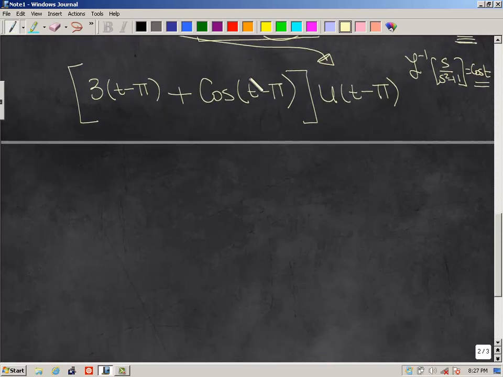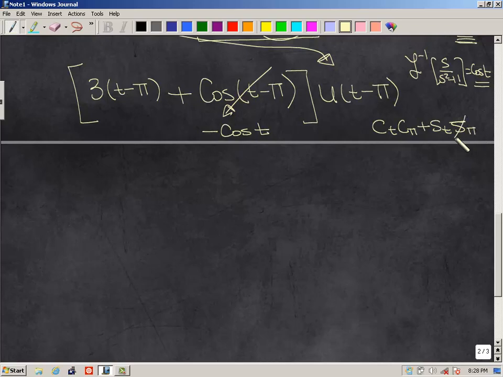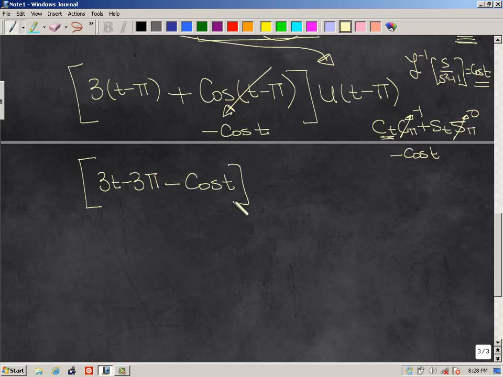So let's take a look at it. What is cosine of t minus pi? If you were to use the angle identity for cosine, you'll notice that this results in just negative cosine of t. So you get cosine of t, cosine of pi, plus sine of t, sine of pi. Sine of pi is 0. Cosine of pi is minus 1. So you get negative cosine of t, which is what we have. So I can rewrite this as 3t minus 3 pi minus cosine of t, times u of t minus pi.